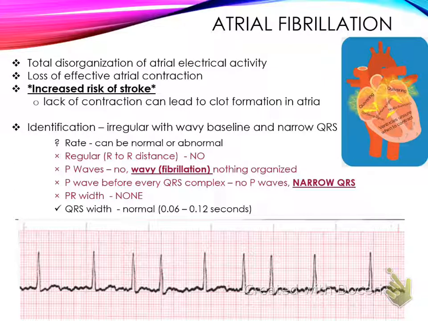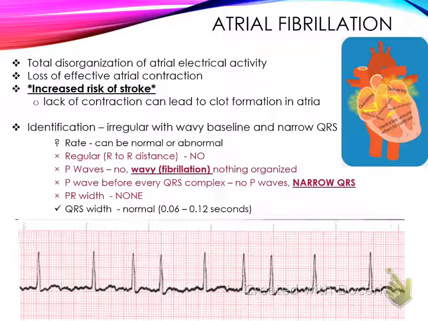I'm just going to guess. And it just kind of goes randomly. But the signals that are making it through are irregular. And the ventricle is narrow, normal. The ventricle's not having a problem. The atrium's having a problem. So no P waves that I can tell that are normal.